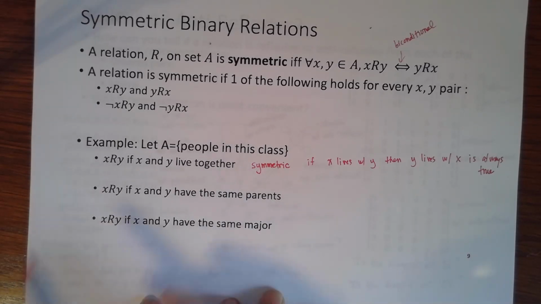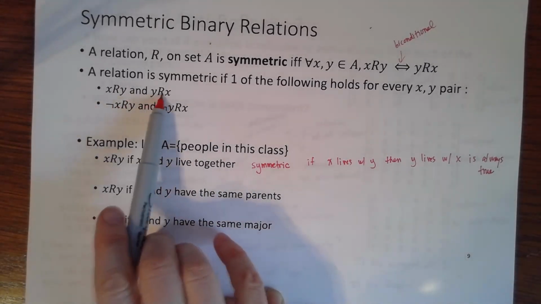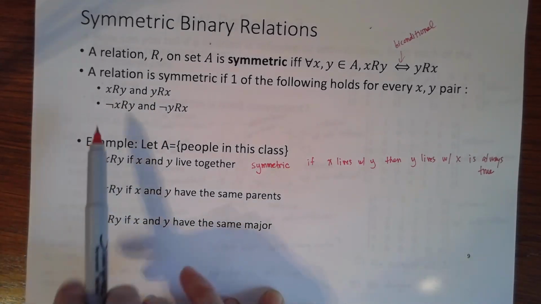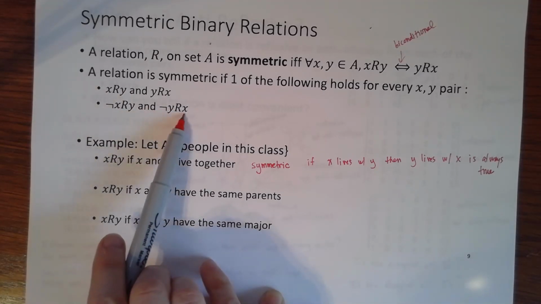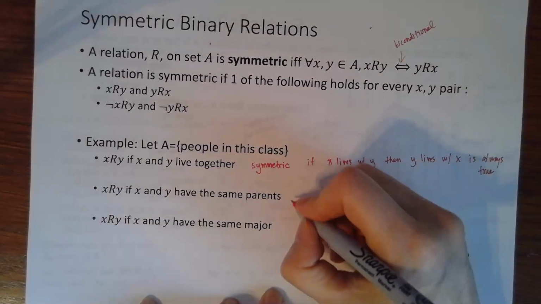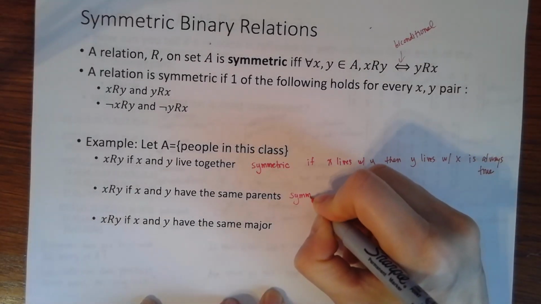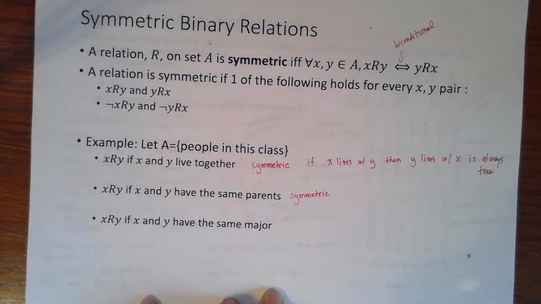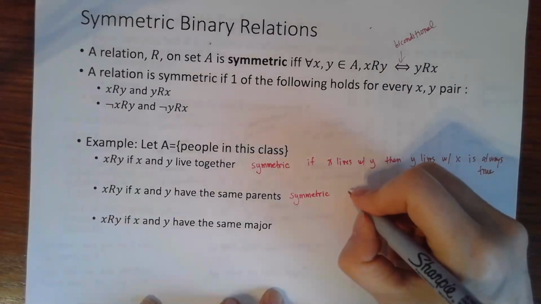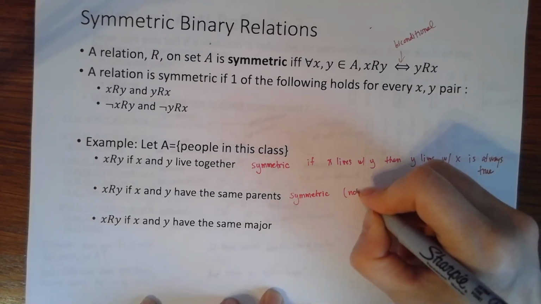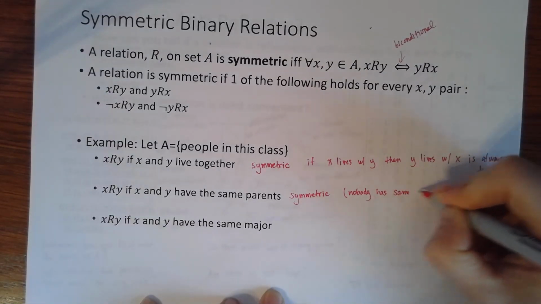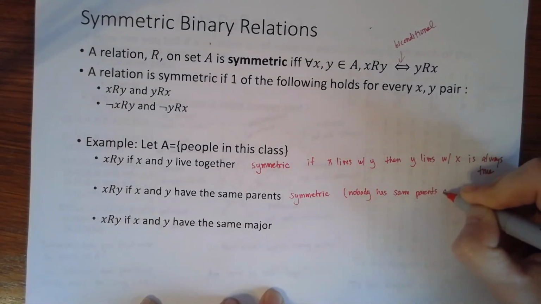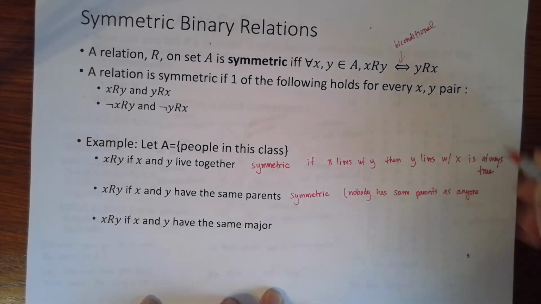It's still symmetric because we either have X is related to itself, so X is related to X and X is related to X, okay? Or we have a situation like this where X and Y don't have the same parents and Y and X also don't have the same parents, okay? So this one is also symmetric. In particular, I don't think anybody has the same parents as anyone other than themselves.